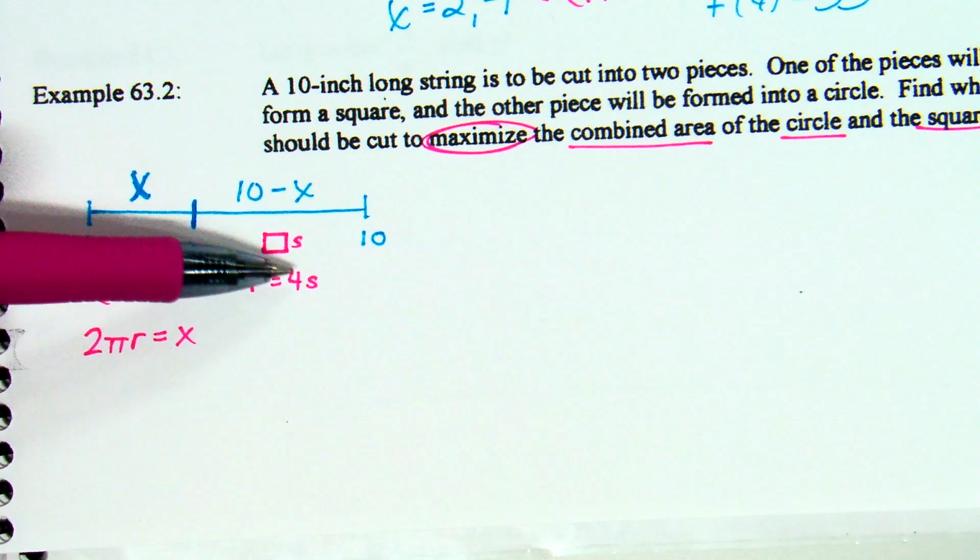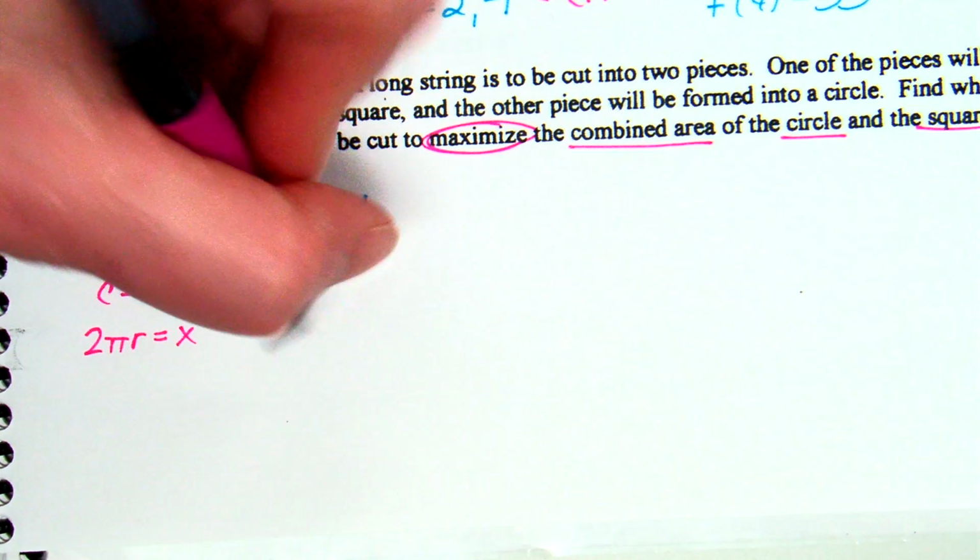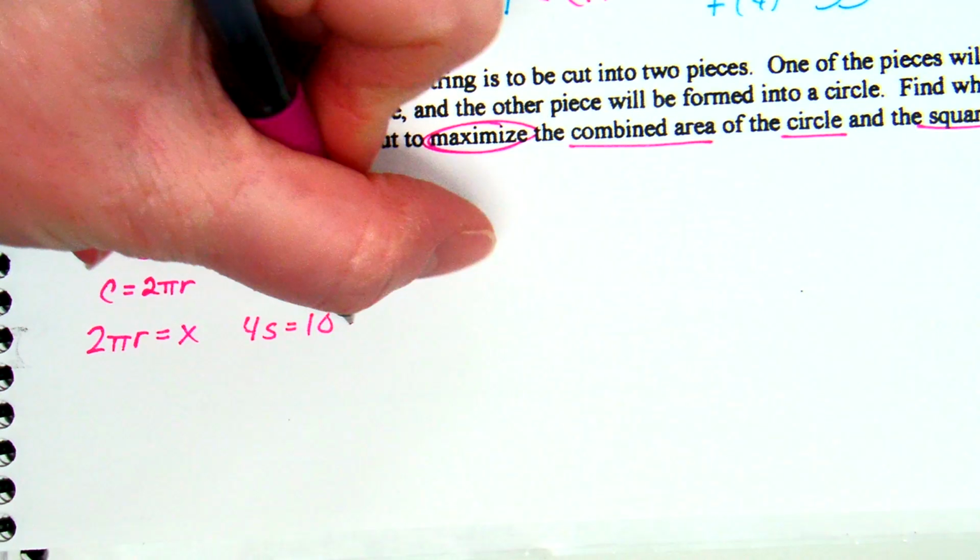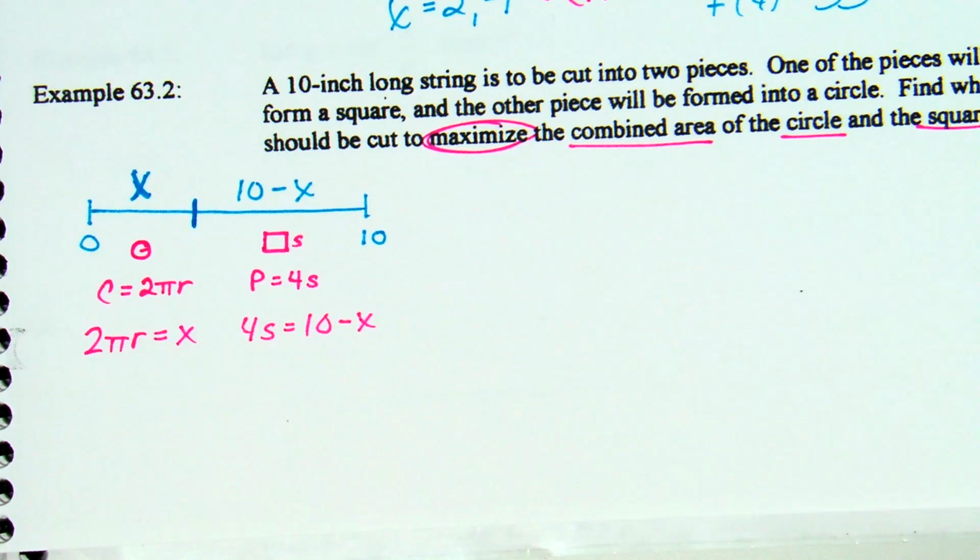The perimeter is 4s, and it's going to equal 10 minus x. Now the idea is, I'm going to need to write an area formula for the area of the circle and the area of the square. But I need it all in terms of one variable. So I can't have an r in there for the circle and an s in there for the square. I'm going to need it all in terms of x.